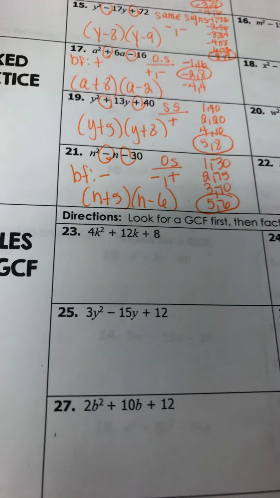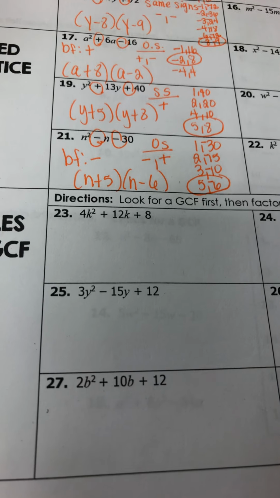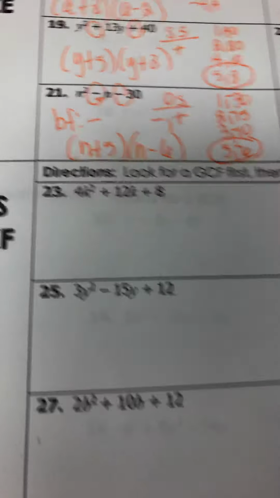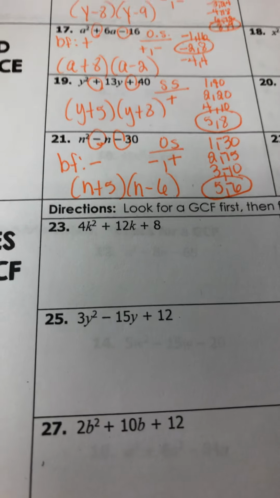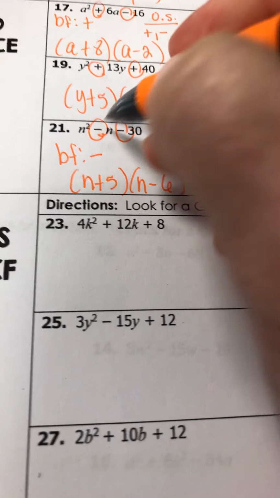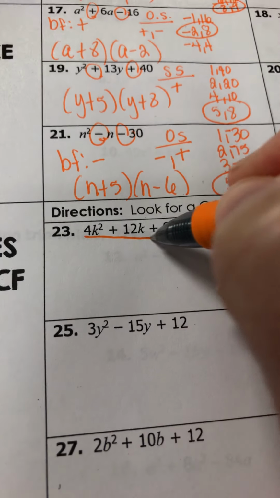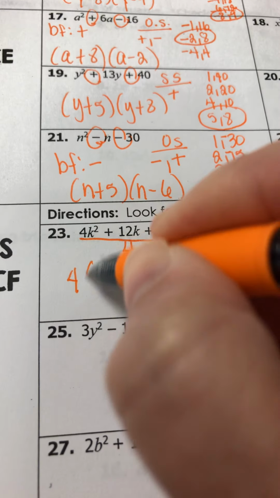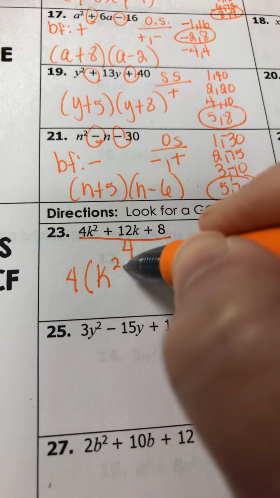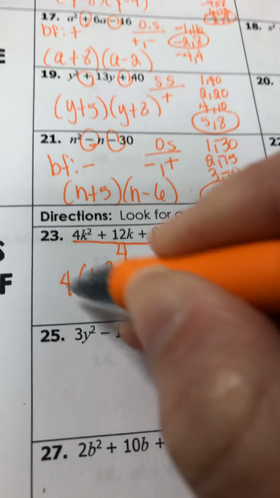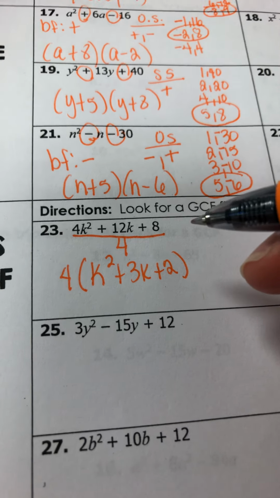Now looking at 23, 25, and 27, it asks you in the directions to look for a GCF first. It doesn't matter what type of factoring problem you do, you should always look for a GCF first. So looking at number 23, I see that there is a GCF of 4. So the first thing that I'm going to do is divide that out. Now, once I get done, I'm going to factor the trinomial that's left.